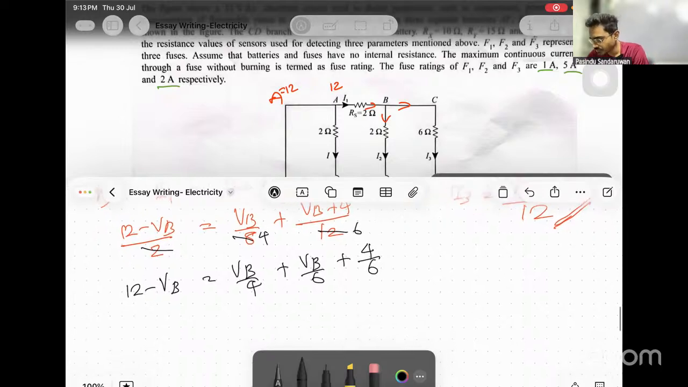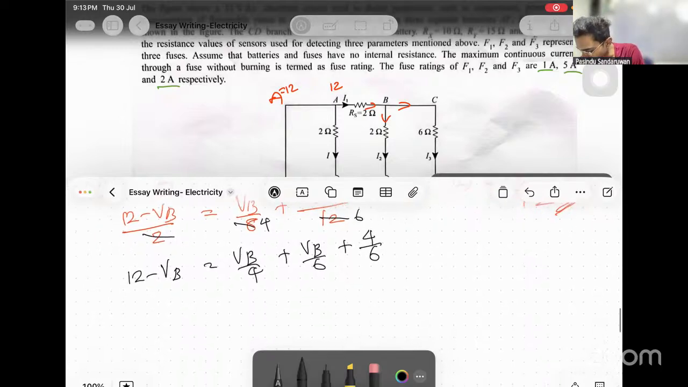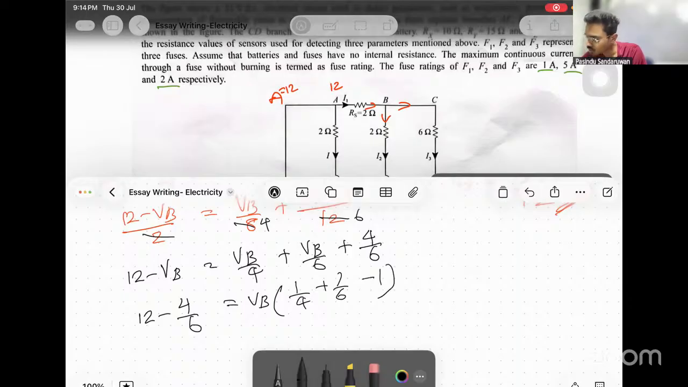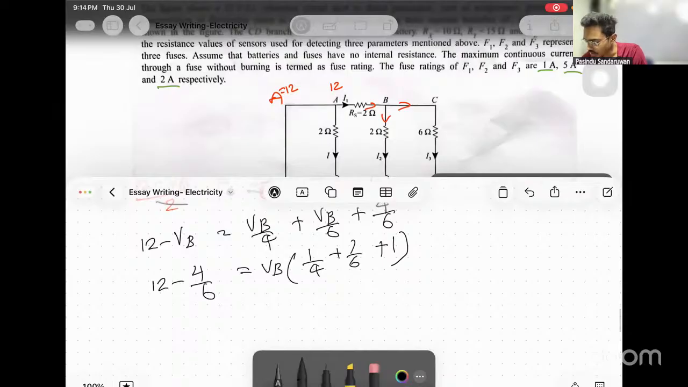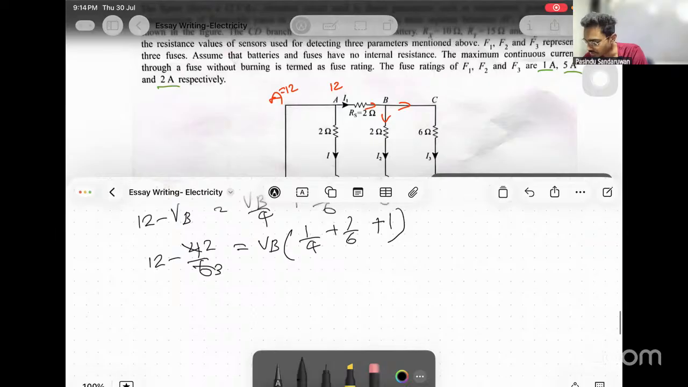Now we have to simplify. Then this is 12 minus 4 over 6. And from the other side, VB is common. If we take it out, 1 over 4 plus 1 over 6 plus 1. Then if the common denominator is 3, then this is 3 times 12, 36, 36 minus 2, 34.